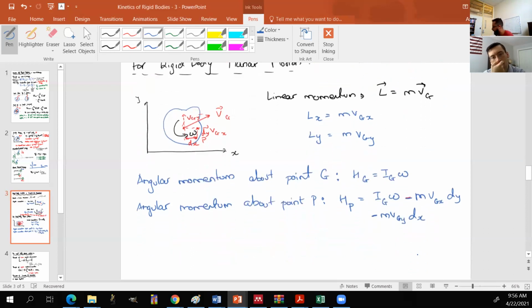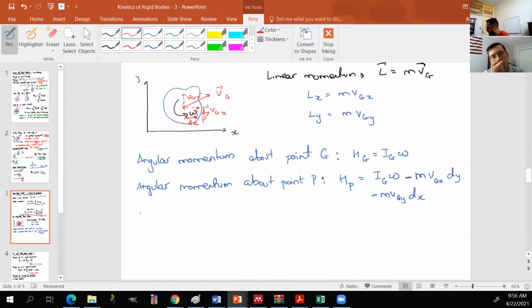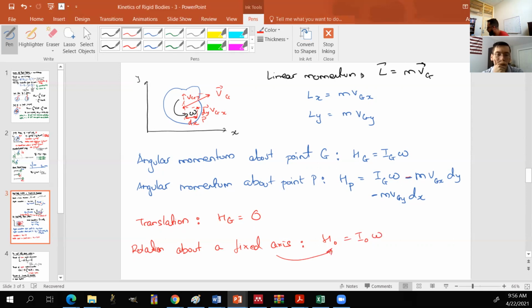All right, then further breaking that up, if you look at pure translation, your Hg, your angular momentum, is going to be 0. Or you could have rotation about a fixed axis. We can say H naught is equal to I naught omega, whereby your fixed axis is passing through this point O, right? So that O there is your center of rotation.